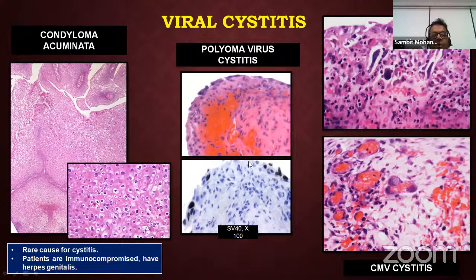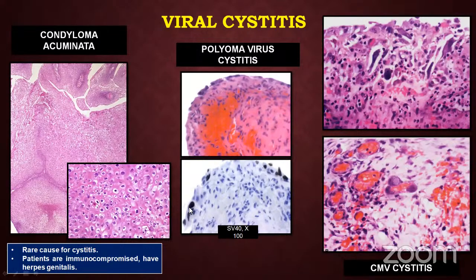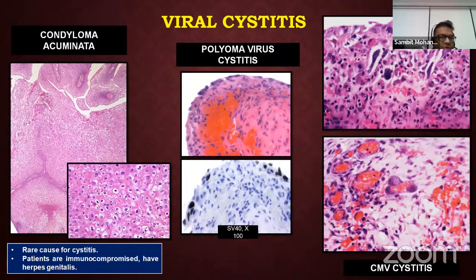So, what are these cells called in urine cytology? They are called decoy cells. Why are they called decoy cells? They are actually non-neoplastic, but they simulate neoplastic cells. And what are these cells? This is another case of viral cystitis. What are these cells?